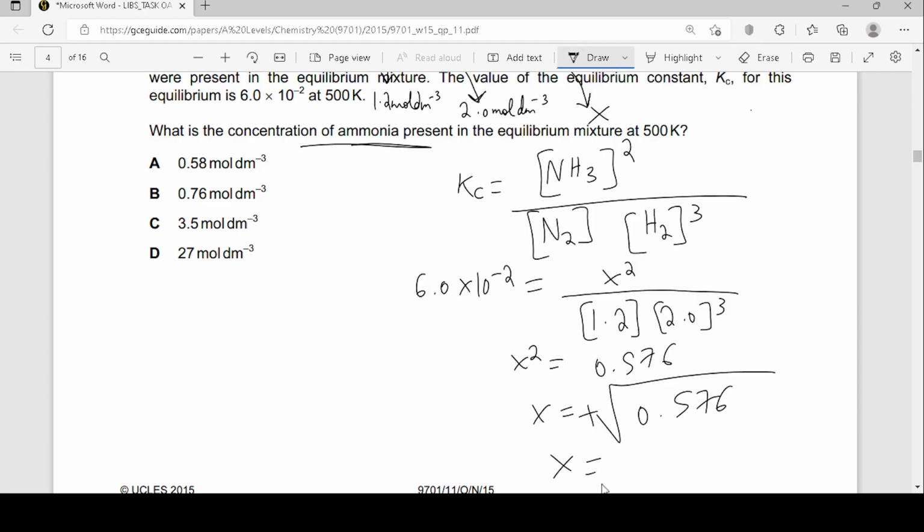So let's do that. 0.576 is approximately, they've given me 2 significant figures, so if I take it to 2 significant figures, I have approximately 0.76 moles per cubic decimeter. So that means my answer is B. Done. That's the concentration of ammonia present in the equilibrium mixture at 500 kelvins.